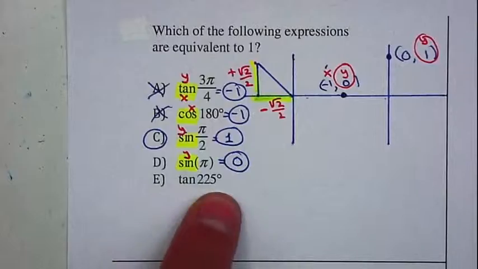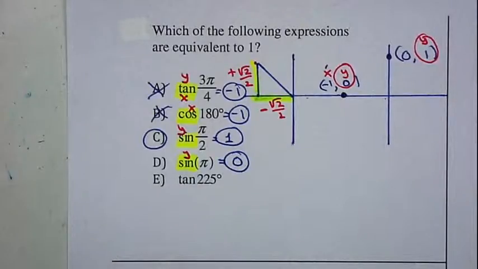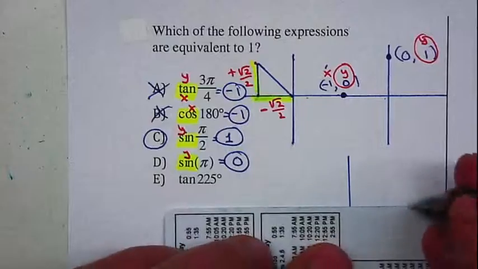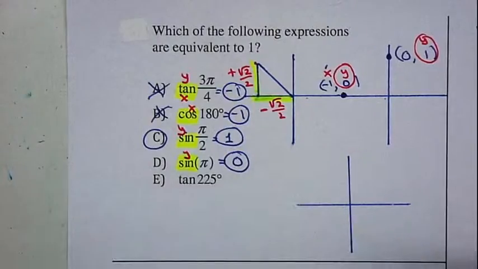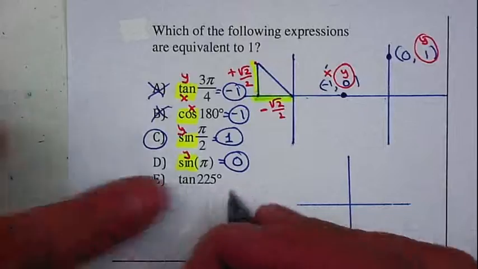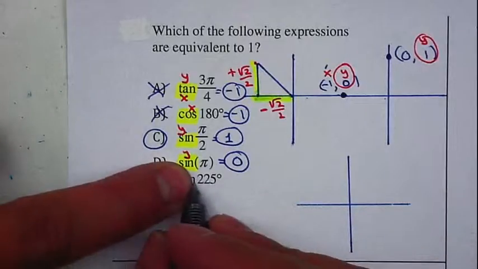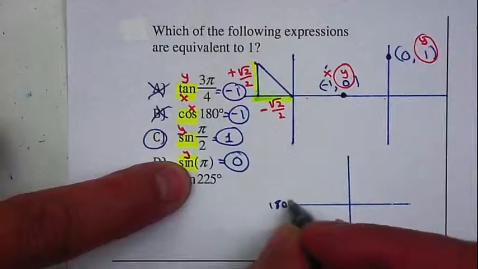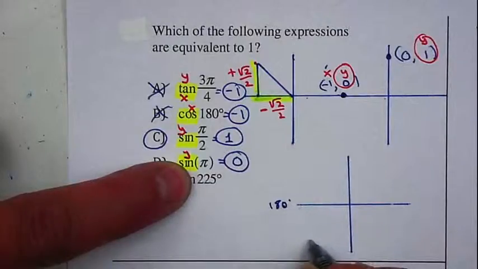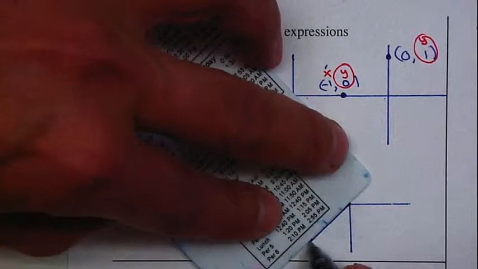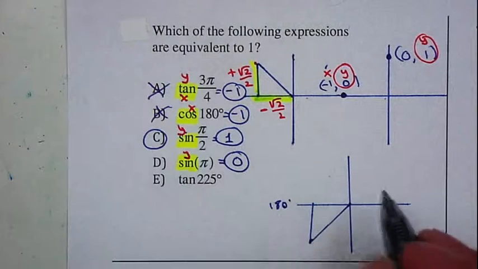Tangent of 225 degrees. Let me build a new x and y axis. In this case, 225 degrees. So you need to look at where 225 degrees is. Remember that this is 180. 225 will be halfway there. 45 more degrees will give you 225. So we're looking at a 45 degree reference angle.